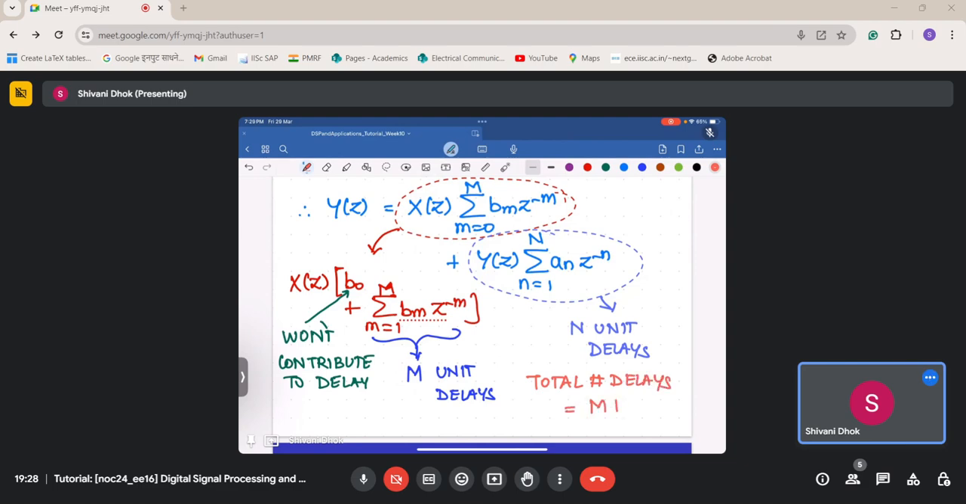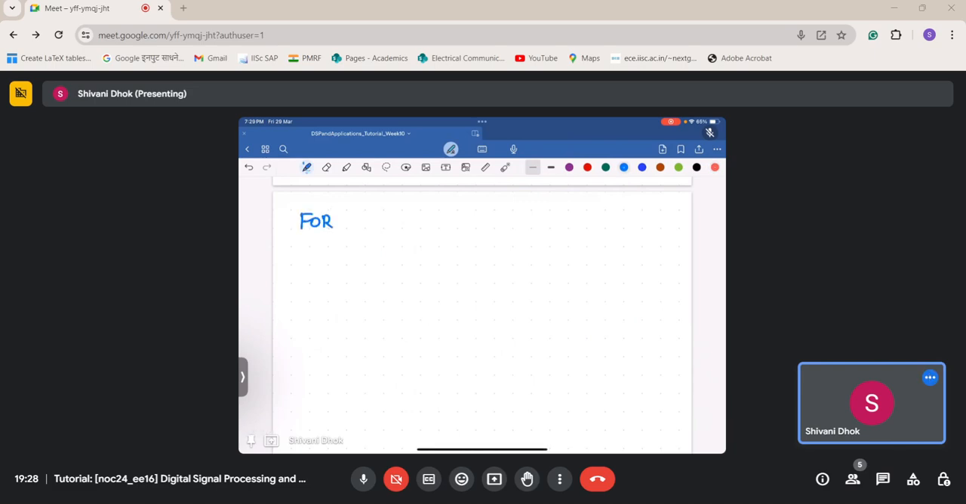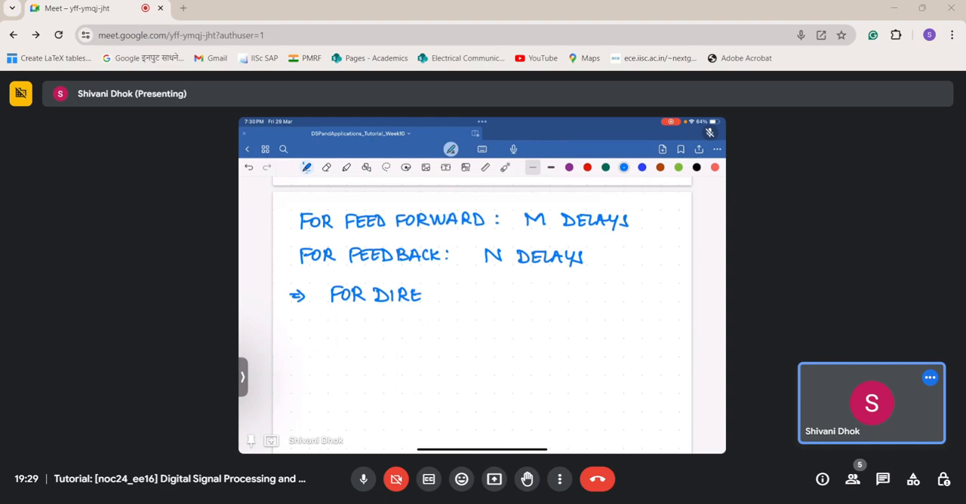will be equal to M plus N. So what we have is, for feed forward, M delays, for feedback, N delays, which means for direct form 1, M plus N delays. Okay, so this we have.